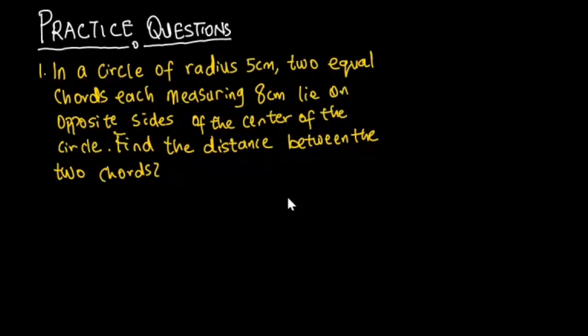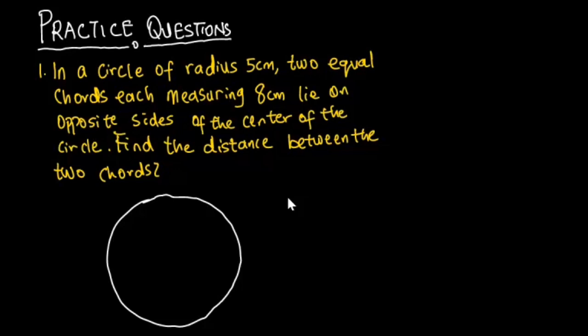First question says, in a circle of radius 5 centimeter, two equal chords, each measuring 8 centimeter, lie on the opposite side of the center of the circle. The question simply says, find the distance between the two chords. Now, when you are given a question like this on circle geometry, and it is in a word problem format, the first thing you are advised to do, if it is in a written exam, is to sketch or draw. So I'm going to draw. Now, we have a circle of radius 5 cm. So let's take this as a circle. That is a circle of radius 5 cm, but I'll come back to that.